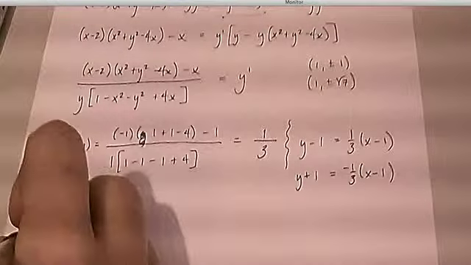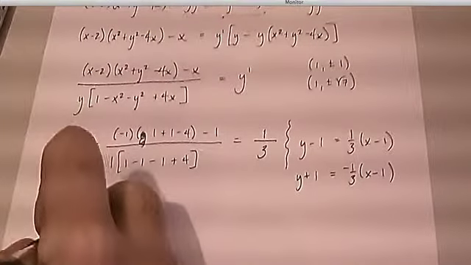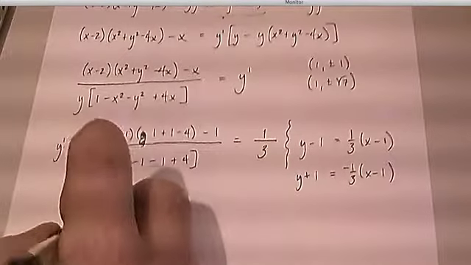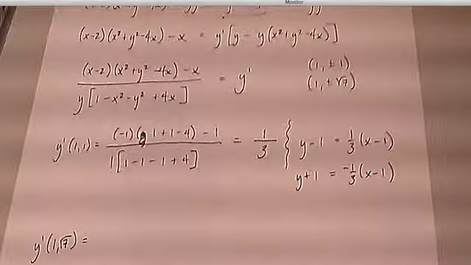Now, here's the only difficult part. The only difficult part right here is actually evaluating it at 1, root 7. Okay? Well, let's go ahead and do that.